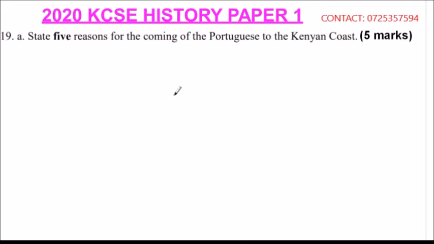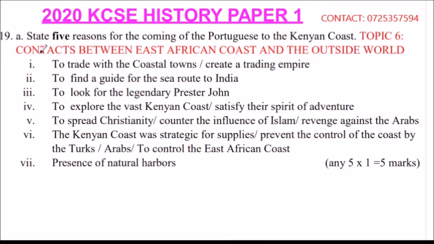Next question, number 19, is state 5 reasons for the coming of the Portuguese to the Kenyan coast. The Portuguese came to Kenya when they were on their way exploring. They were heading to the East Indies to get spices. So they stopped in Kenya as a stopover, and they built Fort Jesus and other structures. This question is from Topic 6, contacts between the East African coast and the outside world.